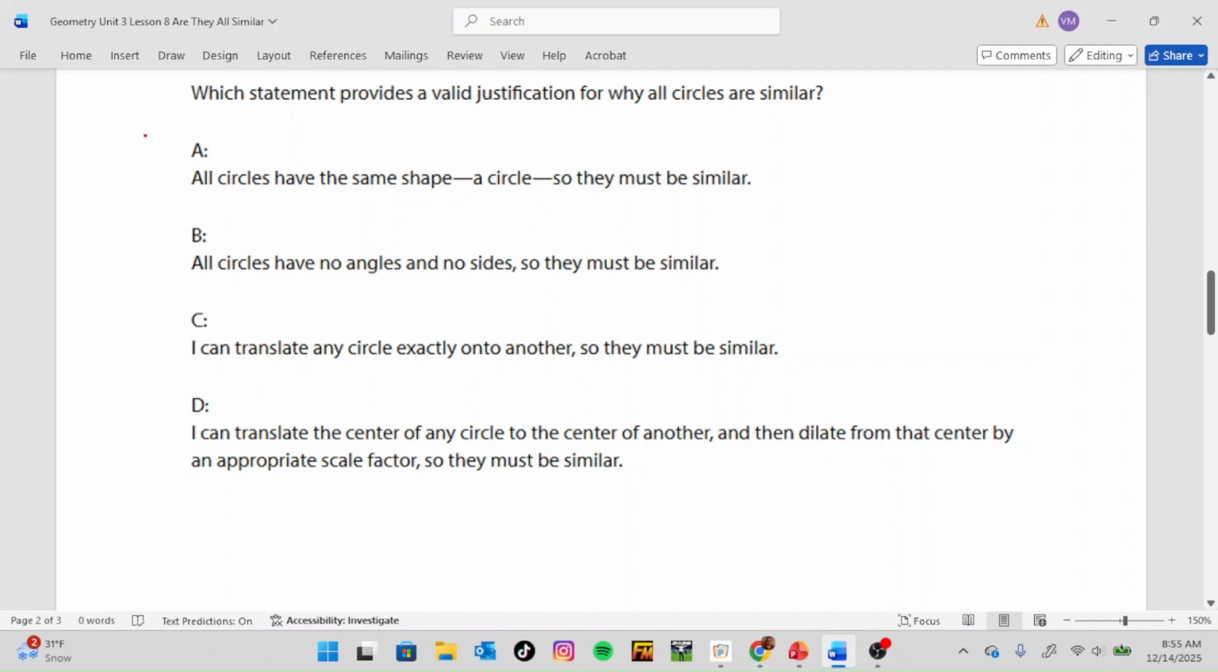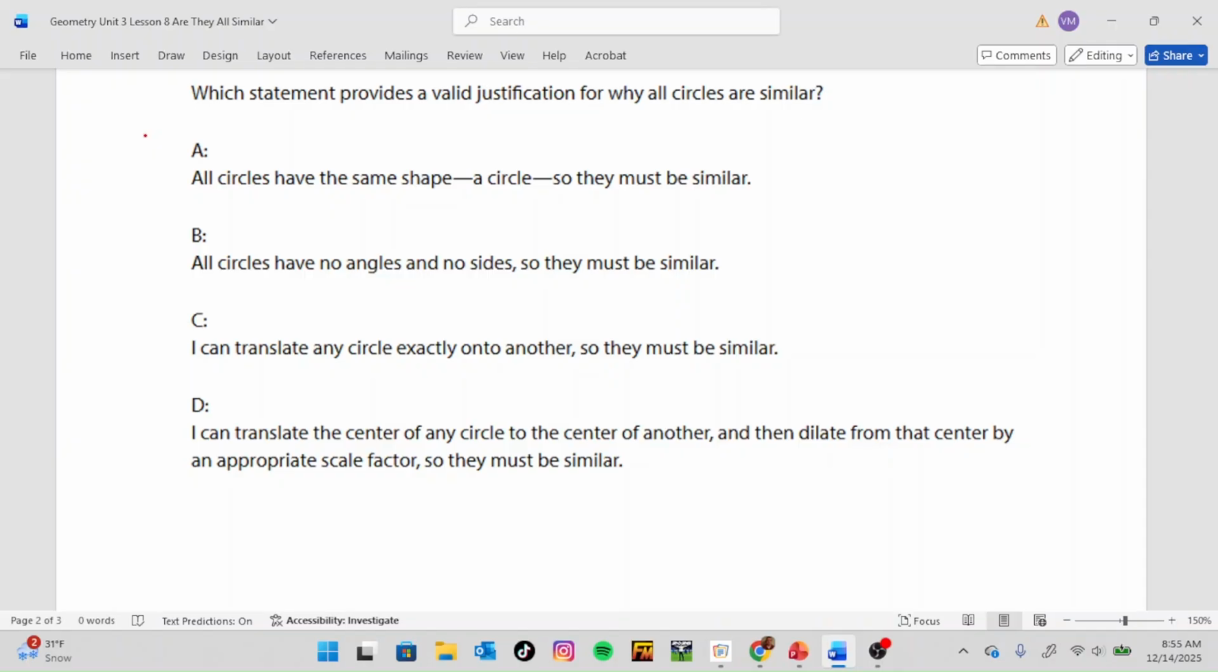Practice problem number 2. Which statement provides a valid justification for why all circles are similar? So let's look at choice A. All circles have the same shape. They're all a circle. So they must be similar.